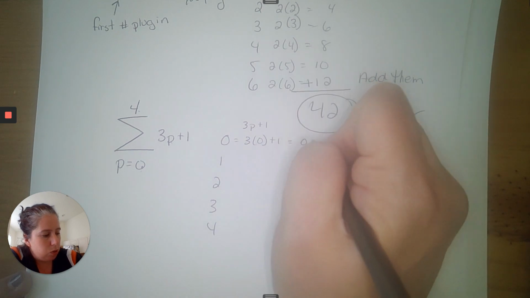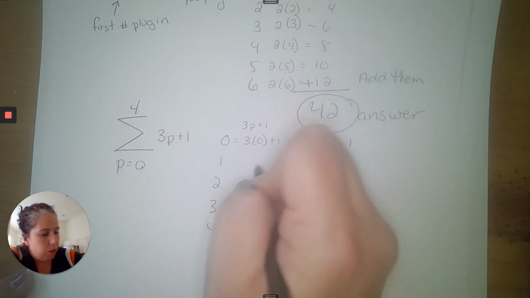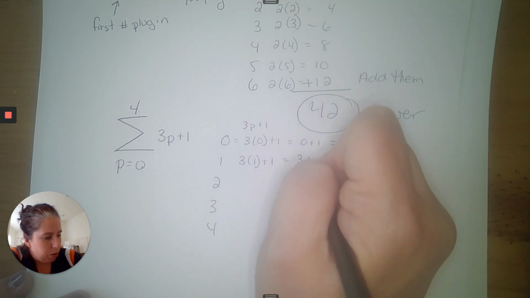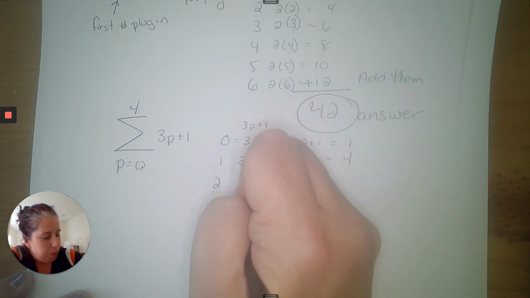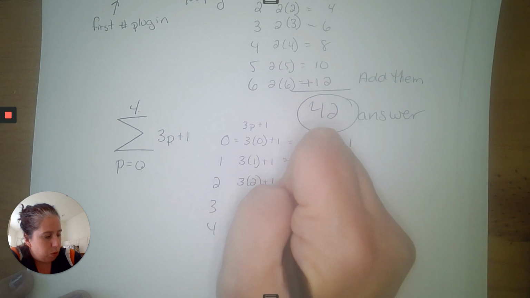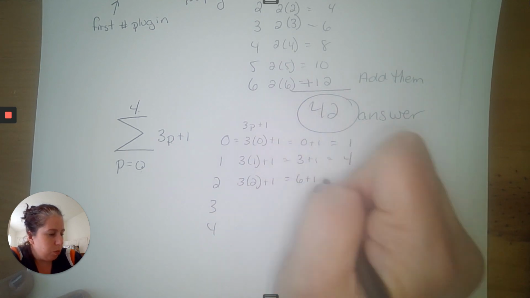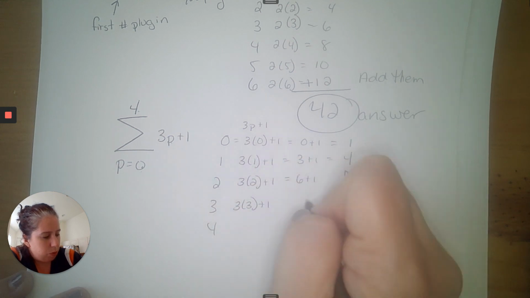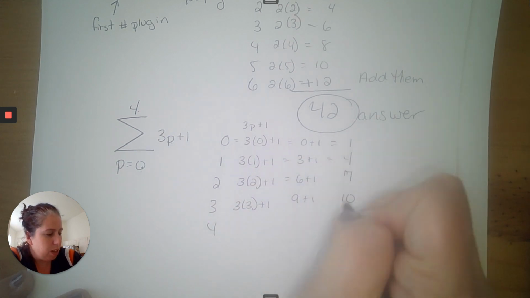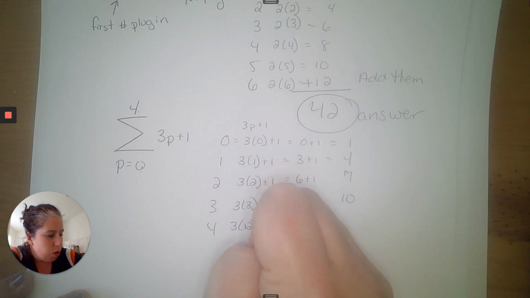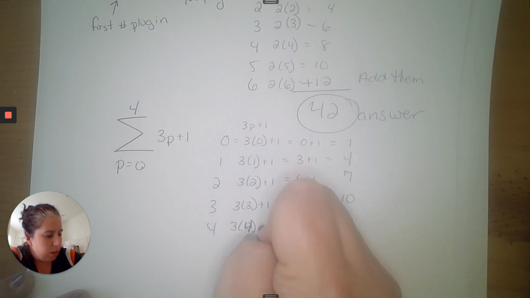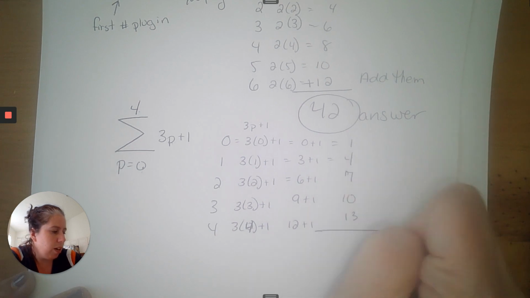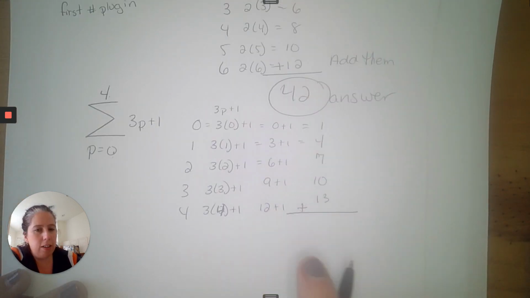So 3 times 0 is 0, 0 plus 1 is 1. So 3 times 1 plus 1 is 3 plus 1, so that's 4. 3 times 2 plus 1, so 6 plus 1 is 7. 3 times 3 plus 1, so 9 plus 1 is 10. And 3 times 4, whoops, jumped ahead of myself, plus 1, so that's 12 plus 1, so that's 13. Don't forget to add it at the end.